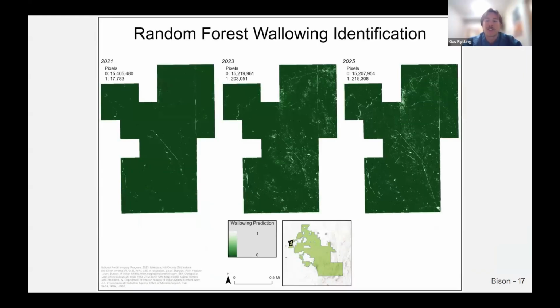In the machine learning results, the spectral signature of objects matching wallows increased from 10 kilometers in 2021 when bison were reintroduced to 121 kilometers in 2023 and 129 kilometers in 2025. After post-processing for size and circularity of wallows, deep learning identified 379 wallows in 2023, and machine learning identified 222 for the same year.